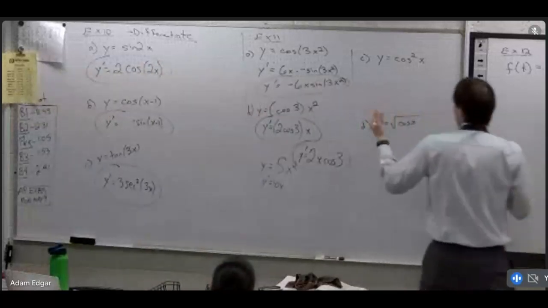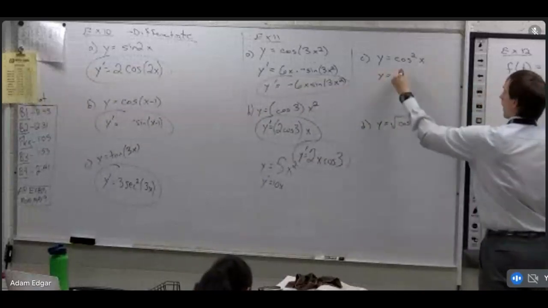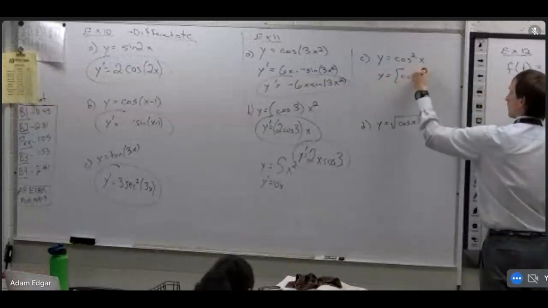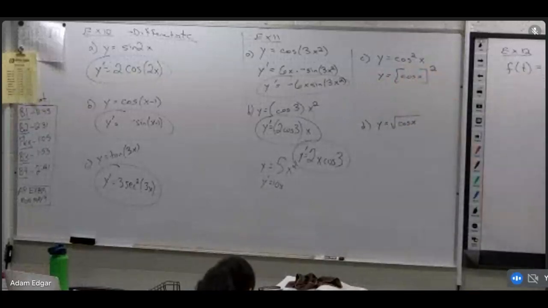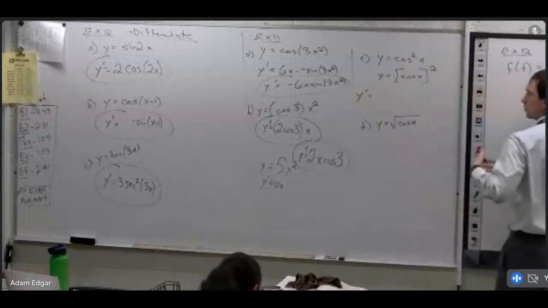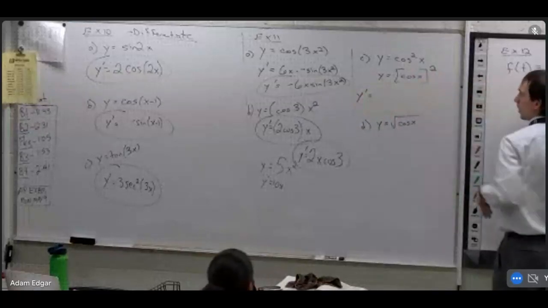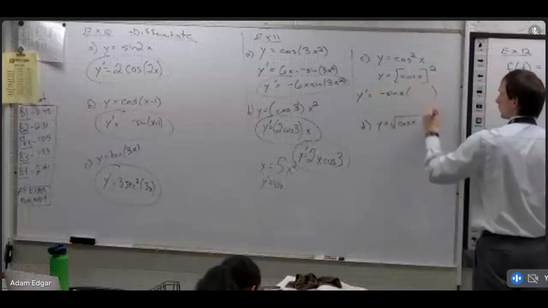I find it helpful to rewrite this when I have a trig function squared as the trig function of whatever's inside it, all raised to that power. And then that makes it a little more clear what's in, what's out. So what's the derivative of this guy's inside part? Negative sine of x. And then what's the derivative of the outer part?